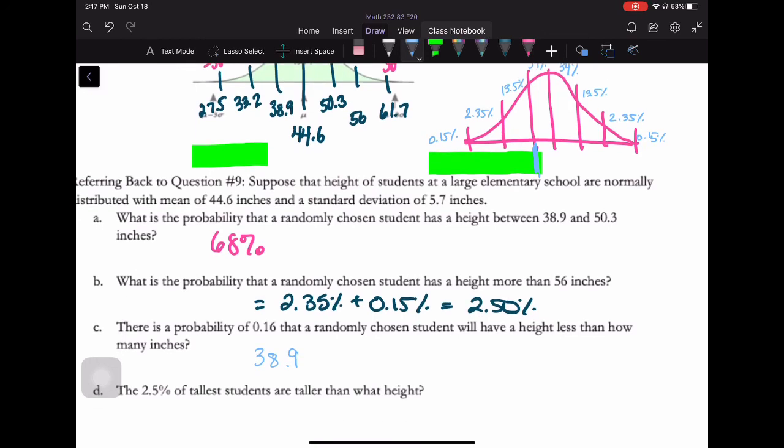And then the tallest 2.5% of students are taller than what height? Again, where is this 2.5 coming from? We have 0.15 plus 2.35 is 2.5. So the tallest 2.5% are going to come from this value and more, which is 56.